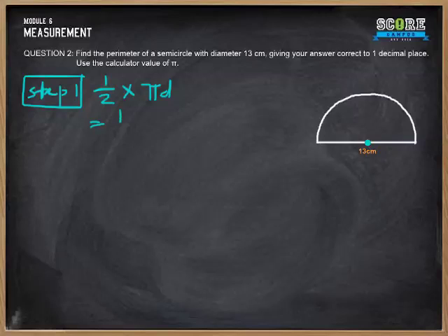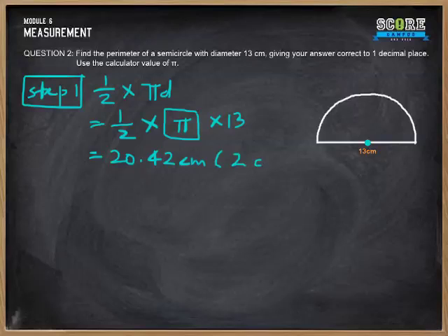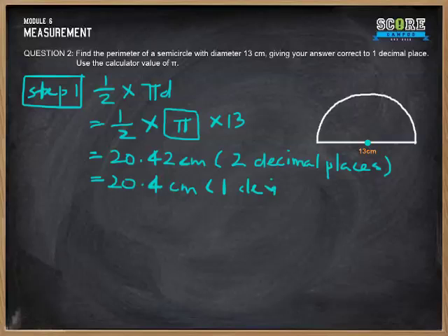Equals half times calculator value of pi times 13. What's the answer you get? You get 20.42 cm. And this is correct to what? 2 decimal places. So I'm going to write down there 2 decimal places. But the answer requires you to have only 1 decimal place. So that is approximately equal to what? 20.4 cm. Okay, 1 decimal place.